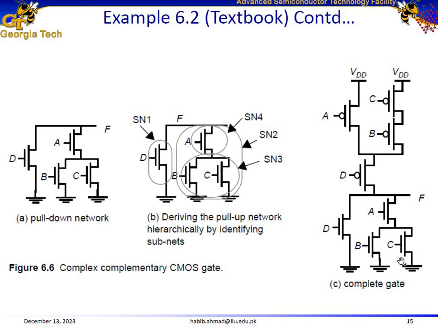Also, B and C are in parallel in the pull-down network. So in the pull-up network, they are going to be in series. And similarly, the combination of B and C is in parallel in the pull-down network, but the combination of these two is in series with A in the pull-down network. So the combination of these would be in parallel with A in the pull-up network. So that's how we form the circuit diagram for complementary CMOS gates.